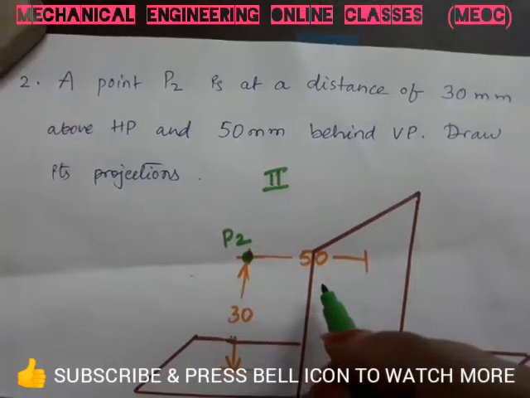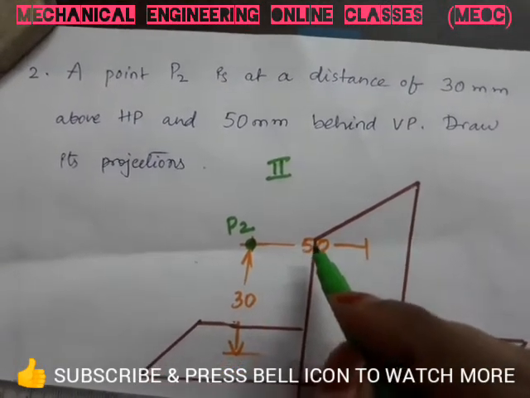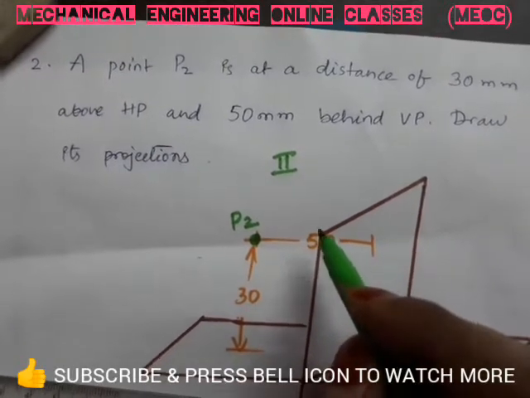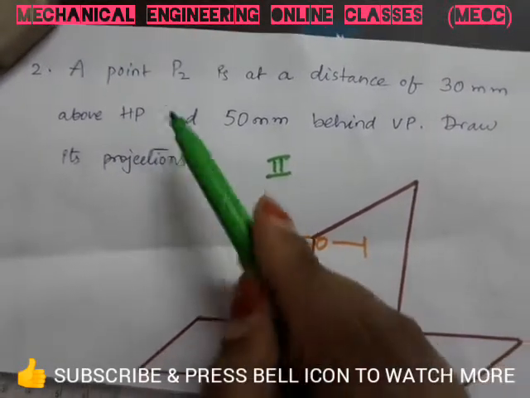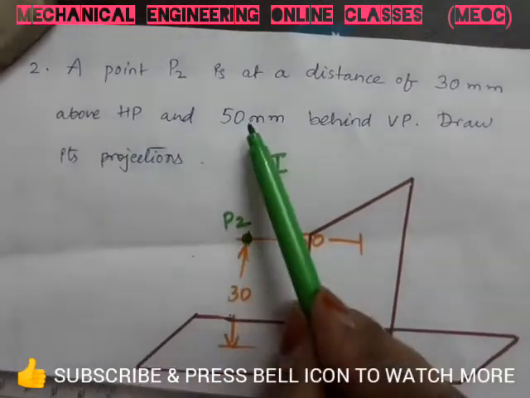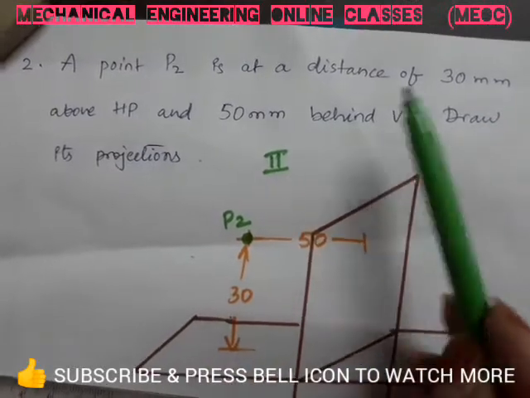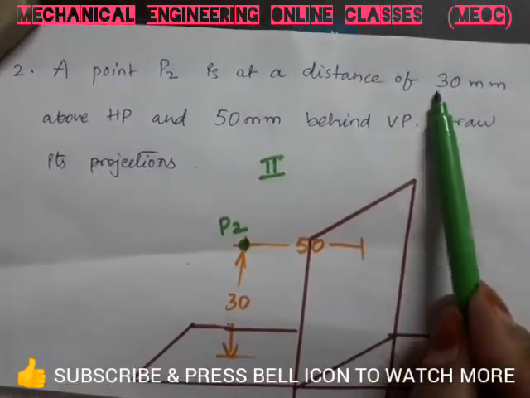Hello friends, in this video we shall learn how to project a point when it is in second quadrant. Now here we have a question. A point P2 is at a distance of 30 mm above HP and 50 mm behind VP. Draw its projections.